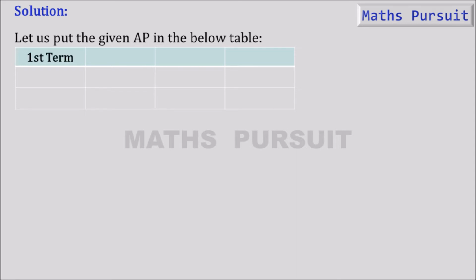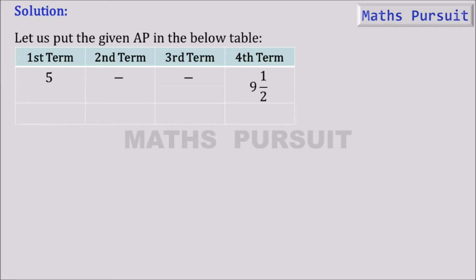Now naming first term to first cell, second term to second cell, third term to third cell, fourth term to fourth cell, and putting 5 under first term and putting a blank under second term. This is what we are going to find out, and putting again a blank under third term. This is also what we are going to find out, and putting 9 1 by 2 under fourth term. Similarly, naming A1 to first term, A2 to second term, A3 to third term, A4 to fourth term. Guys, we are naming A1, A2, A3, A4 so that it will help us to make our calculations easily.